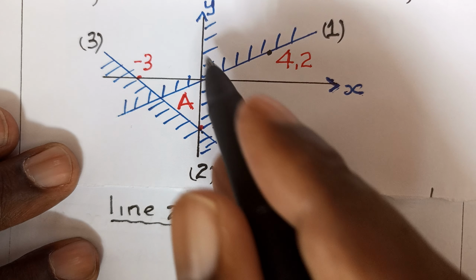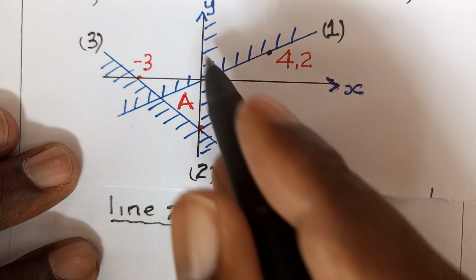Now we go to line 3. For line 3, we choose two points on that line. One of the points is (negative 3, 0), and another point is here, which is (0, negative 3). And finally, we have any point on that line, (x, y). This is to get the equation.